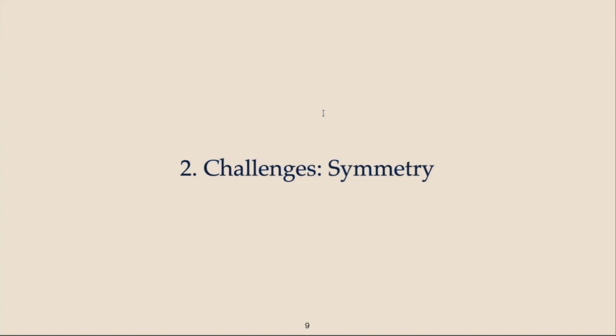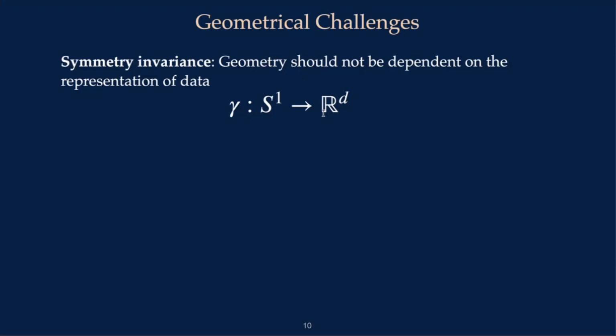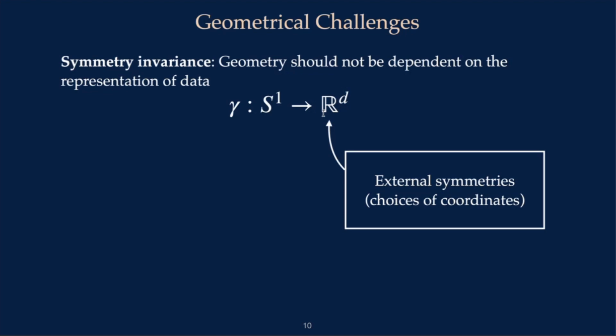However, this approach carries with it challenges, and these challenges come in the form of redundant symmetries. The geometry does not depend on how we represent data. The choice of this map gamma is actually a user-specified choice. It is not something that's inherent to the geometry. So there are two types of symmetries to take into account.